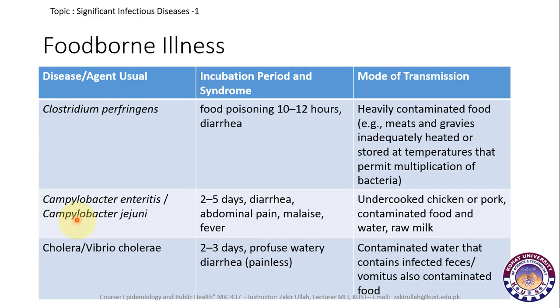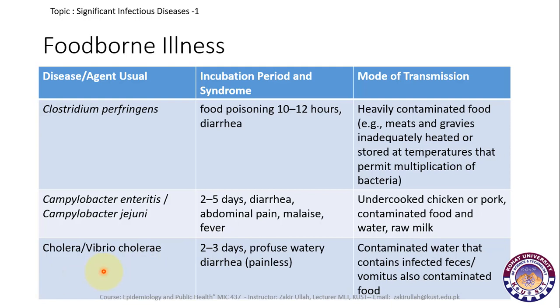Another disease and causing agent is Campylobacter enteritis, or Campylobacter jejuni. Their incubation period is 2 to 5 days, causing diarrhea, abdominal pain, malaise, and fever, and it is transmitted by chicken or pork contaminated with Campylobacter jejuni. These foods are undercooked or contaminated food, contaminated water, and raw milk.